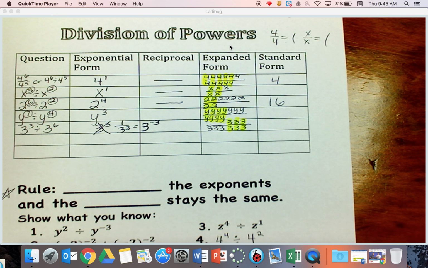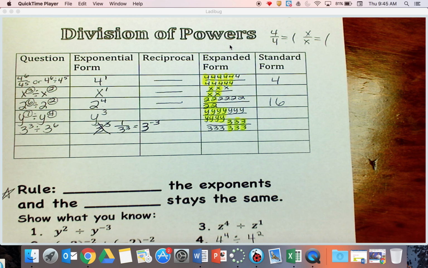If I give you another one, it doesn't matter even if I throw a negative in here. Let's go with 6 to the second power divided by 6 to the negative third. If I follow the rule that says to subtract these, what do I got? 2 take away negative 3 gives me 5. So I got 6 to the fifth power for my solution. My standard form would be 6 to the fifth power, which would give me 7776. So basically all I did was subtract those.